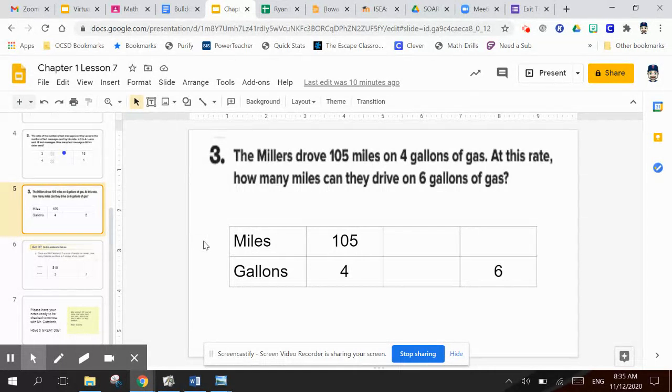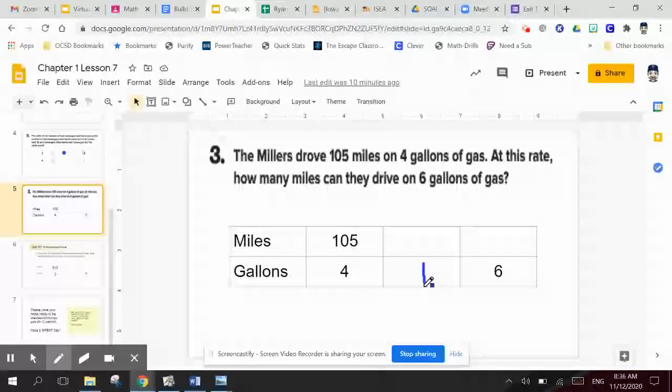In example number 3, it says the Millers drove 105 miles on 4 gallons of gas. At this rate, how many miles can they drive on 6 gallons of gas? Well, this is our rate problem, and we can solve this as we have before, finding the unit rate. So notice that my two numbers are here, 4 and 6. We're talking about gallons, so I'm going to put a 1 in the middle. This tells me that I'm going to find the unit rate.